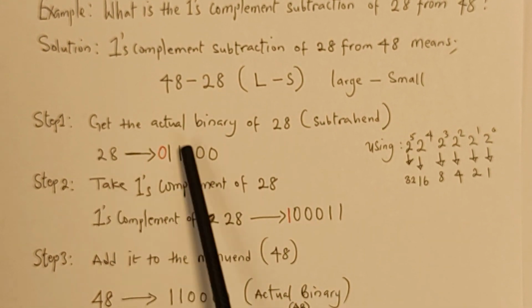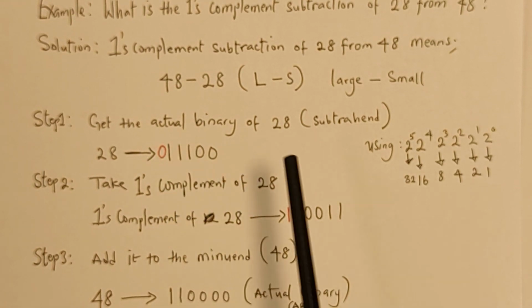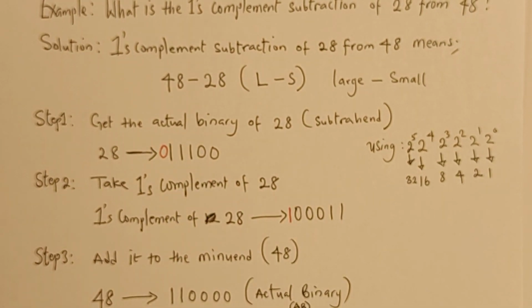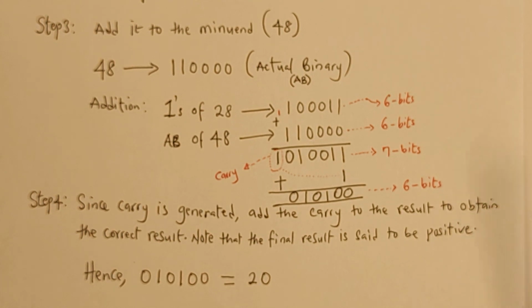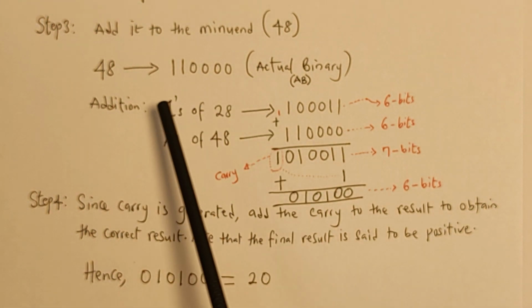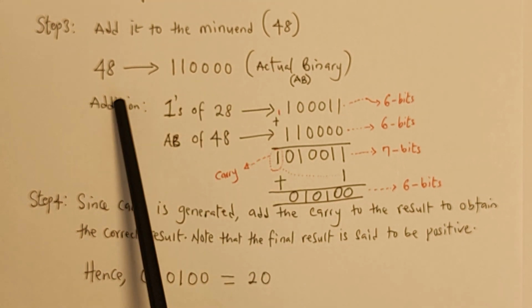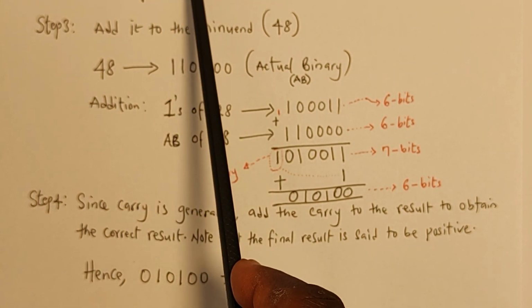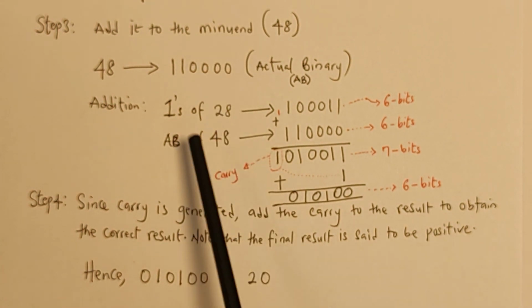Alright, so when we take the first complement of that, we get 1, the inverse of 0. So that's very easy. Since we have dealt with that, we have gotten 48, the actual binary of 48. Now let's add the complement of 28 to 48.